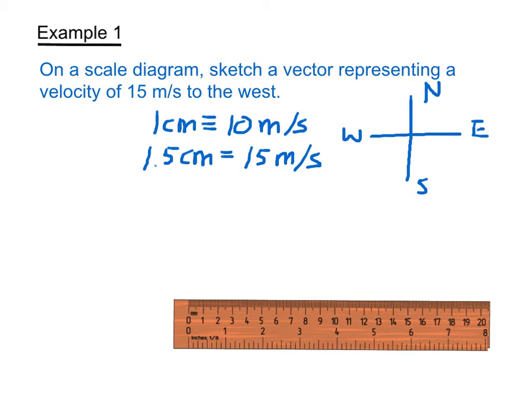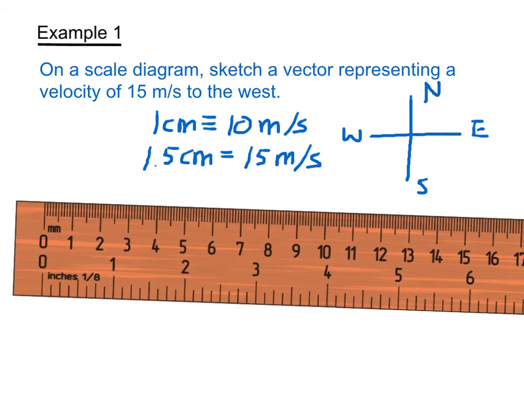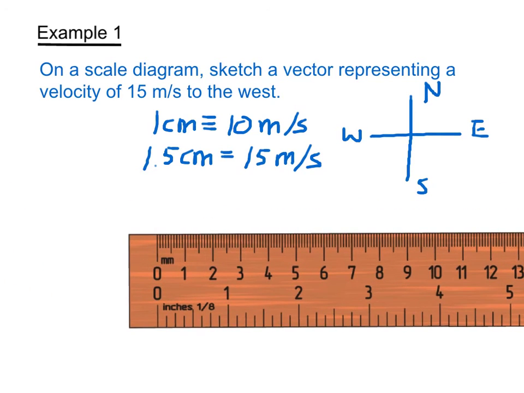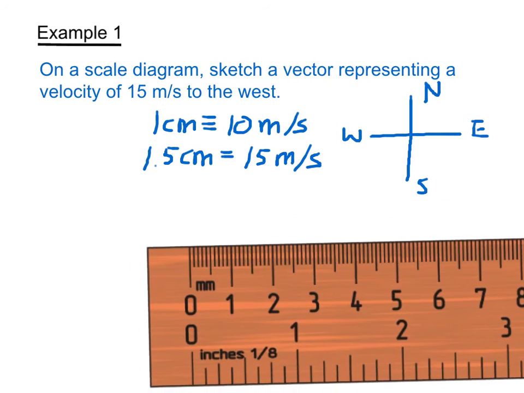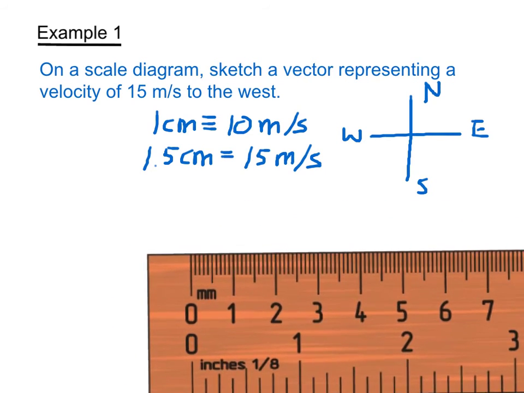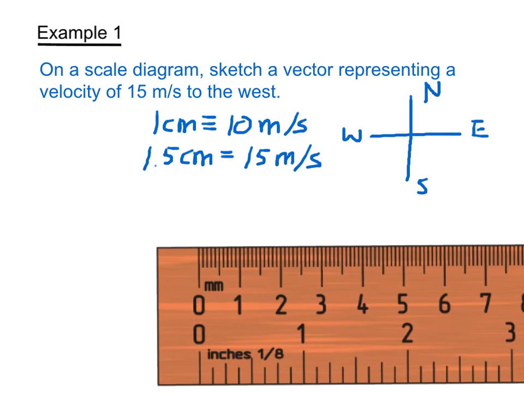I can use my ruler to draw a scaled arrow that's 1.5 centimeters long. And I'm going to increase the ruler here just for visual sake. So here's our line that's exactly 1.5 centimeters, representing 15 meters per second to the west.